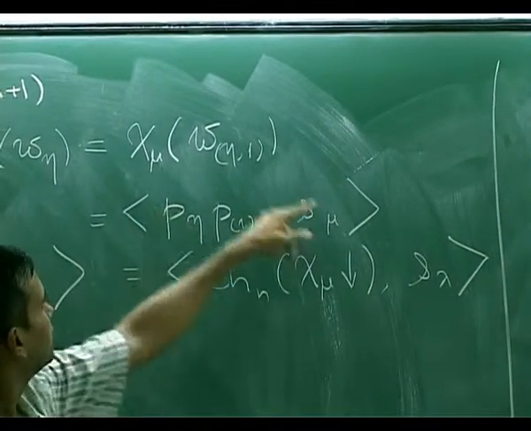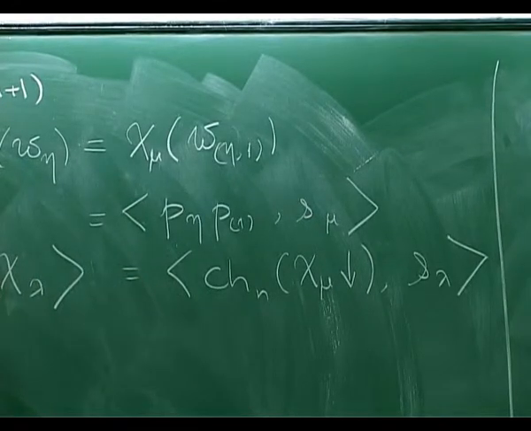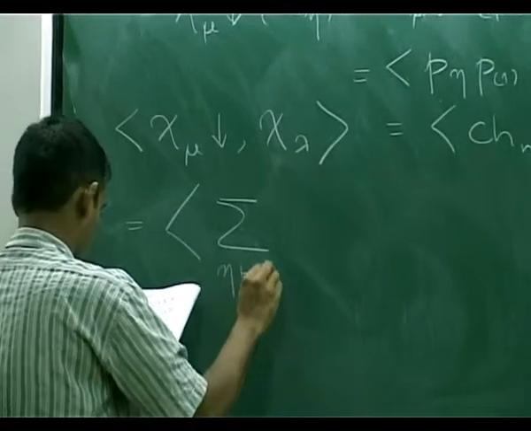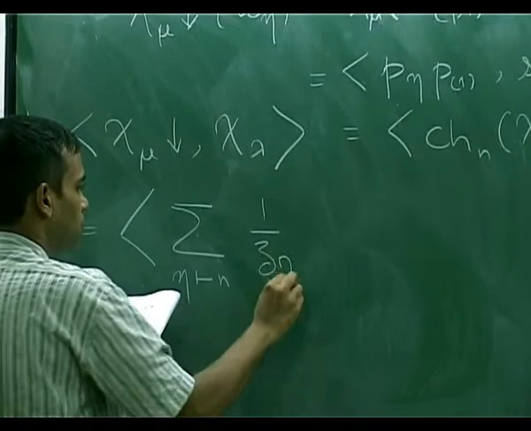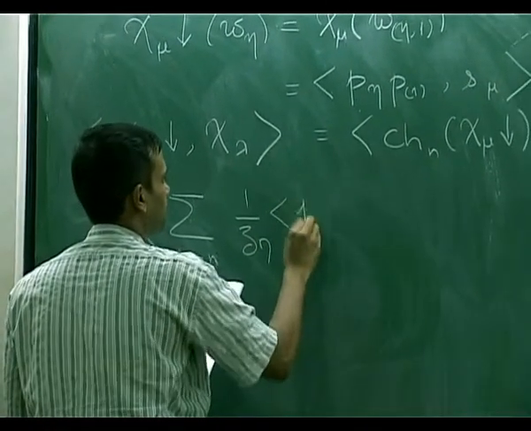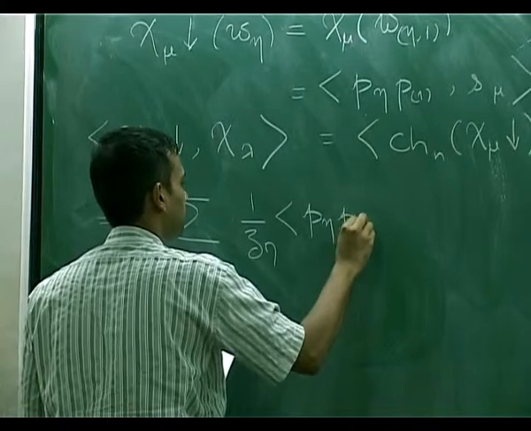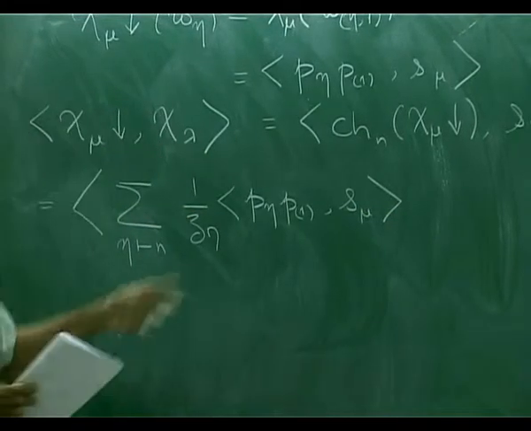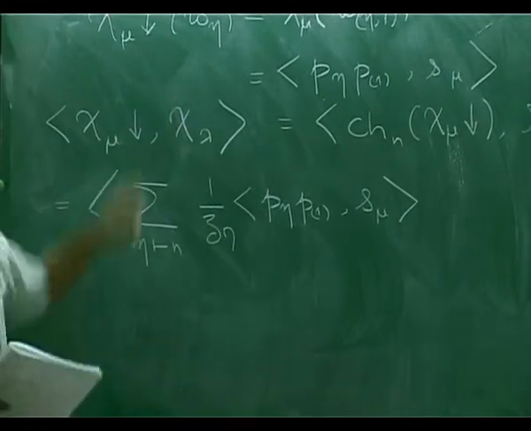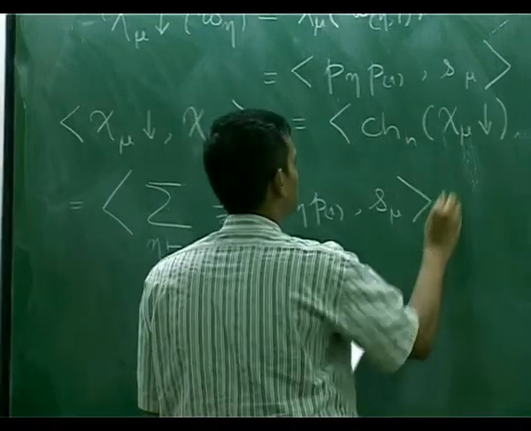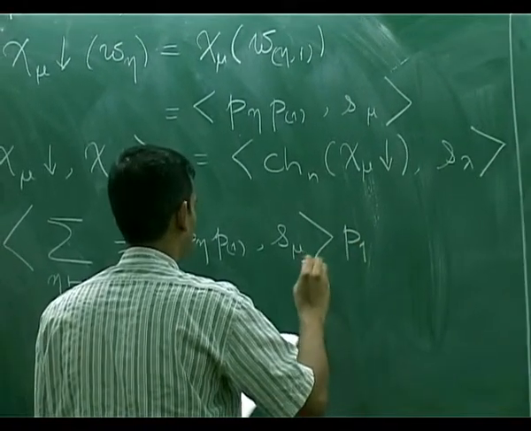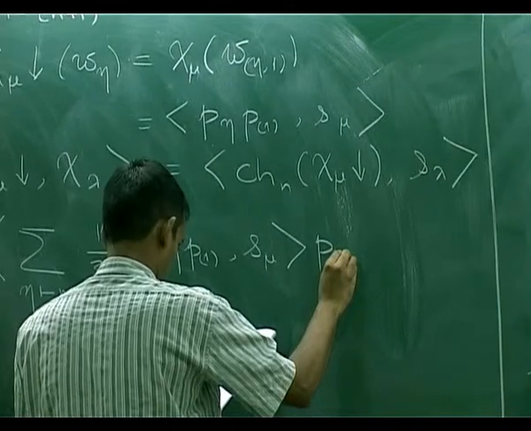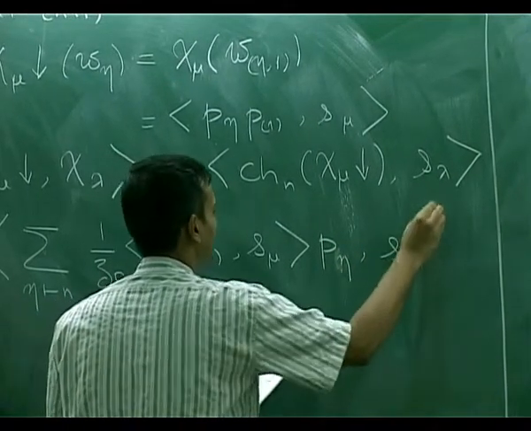And to compute this, all we need is this formula. So 1 over z eta p eta p1 s mu. That's the value at w eta, and so we need to multiply it by p eta, sorry. And then take the inner product against s lambda.